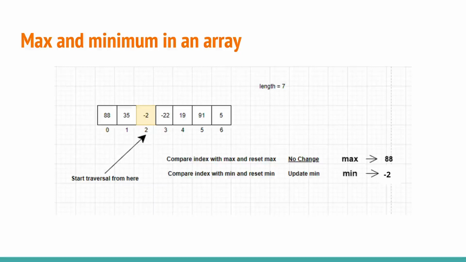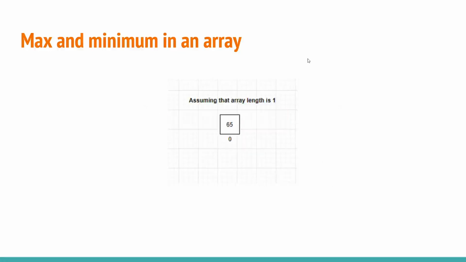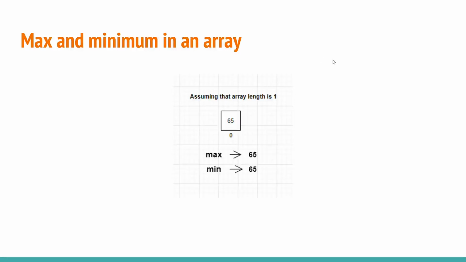Similarly, we'll be traversing the array and find out the true max and minimum value in this array. In this case, the maximum will be 91 and minimum will be -22. There is an edge case as well. The edge case is the array has length 1. Now in that case, the maximum and minimum both will point to 65 itself.